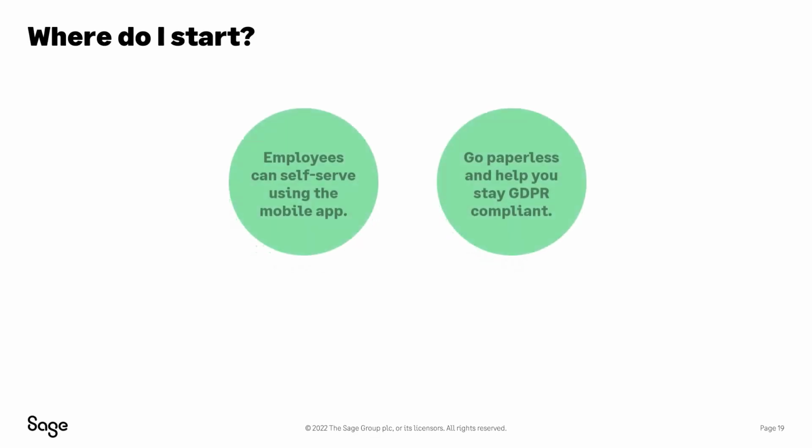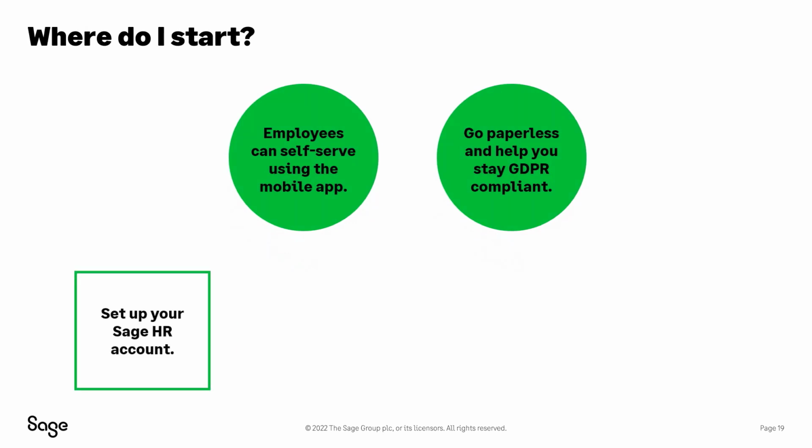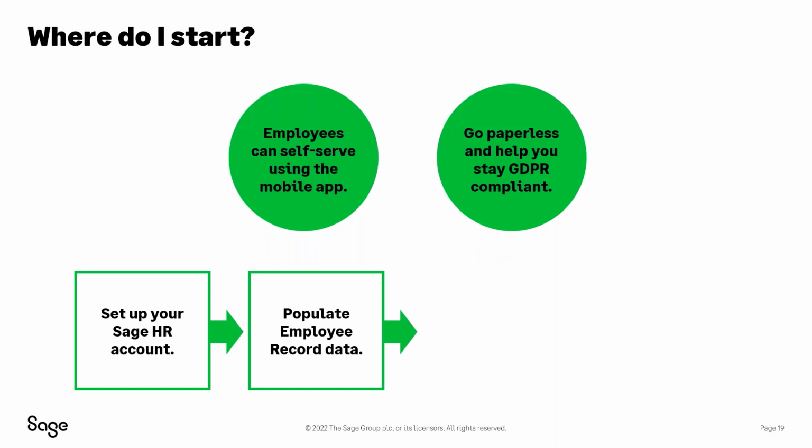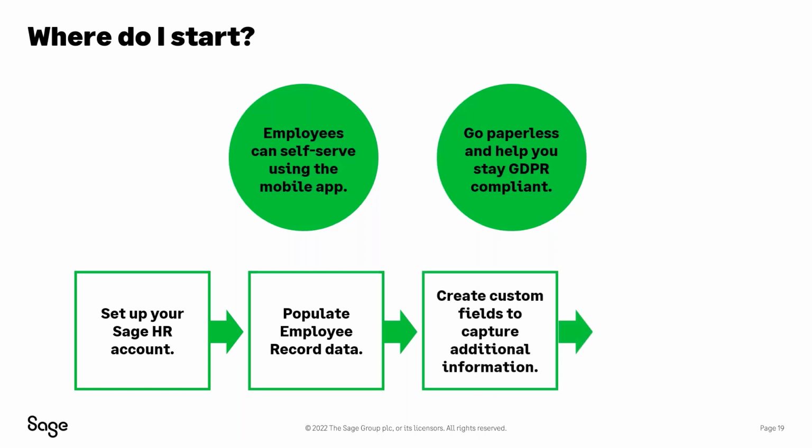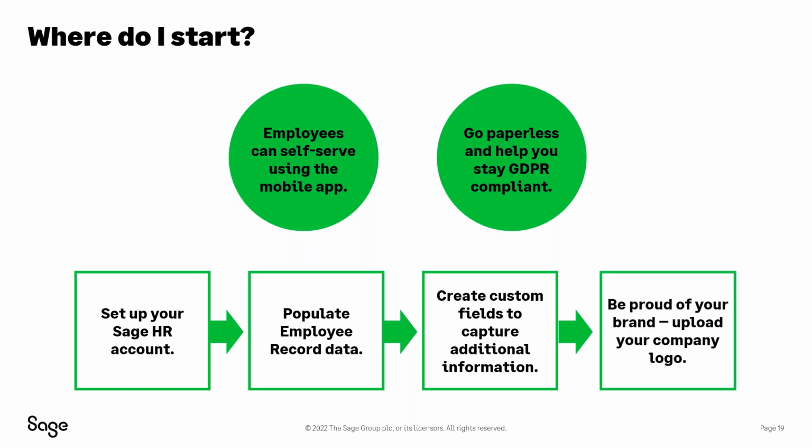So where do you start? Well, you'll first need to set up and create your Sage HR account. Once you've done that, the next step is to populate your employee data into Sage HR. You can then create things like those custom fields to capture any of the data that we haven't provided you with. And finally, be proud of your brand. You can upload your company logo into Sage HR so that when you're an employee logging in, they see all of your branding on things like the welcome emails and in the top left corner. And it just makes it a lot more personal to you rather than Sage.